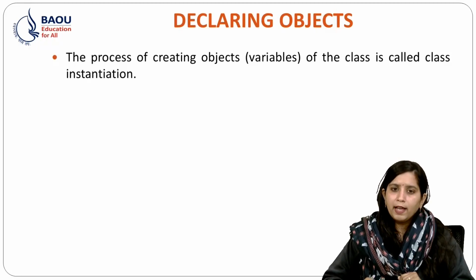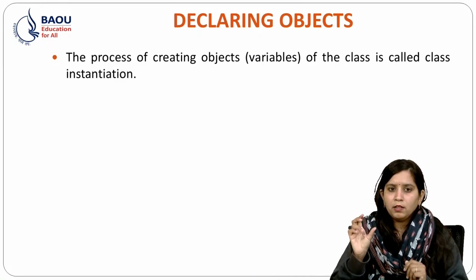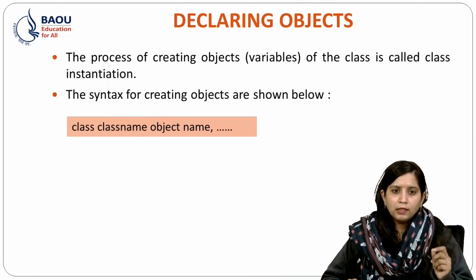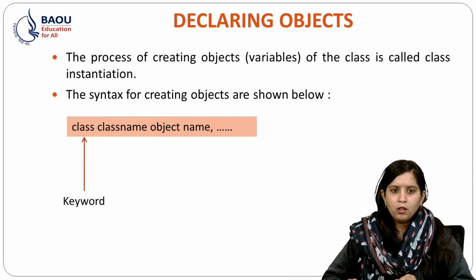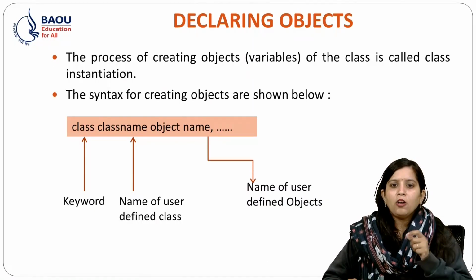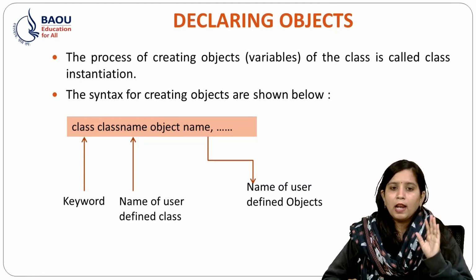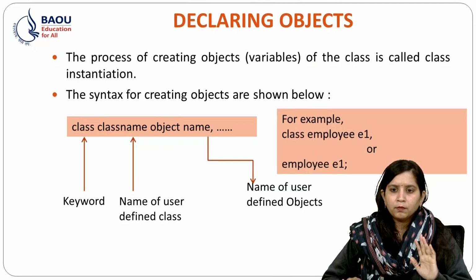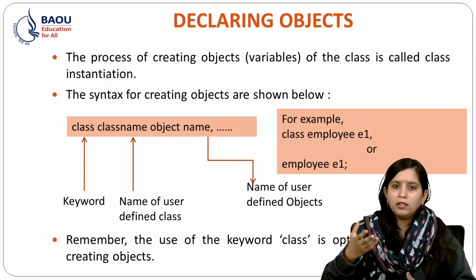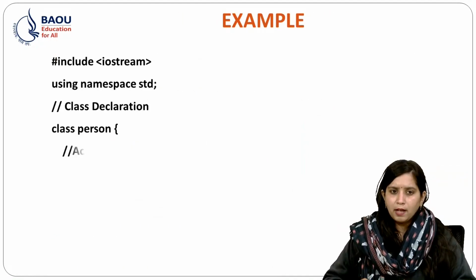So, how do we declare objects? The process of creating objects, that is class variables, is known as declaring objects. For the syntax: class, class name and object name. So class is a keyword, class name is the name of the user defined class, and object name is the name of a user defined object. Over here, the class keyword is optional. For example, class employee E1, or we can instantiate our object with employee E1.